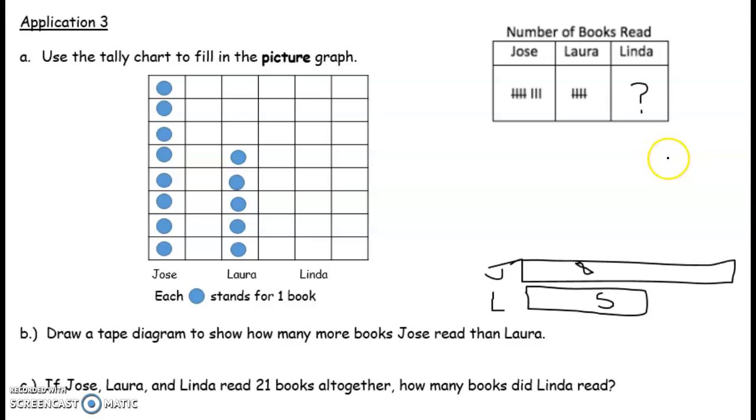Trying to get to how many books did Linda read? We already know how many Jose and Laura read. So we need to determine how many Linda read. In order to do that, we're going to have to calculate Jose's and Laura's. All right. So in order to find out how many Jose and Laura read, what should we do to these 2 numbers to find out how many they read together? Yes, you guessed it. We're going to have to add. So our first step is to actually add 8 plus 5. So this is our first step.